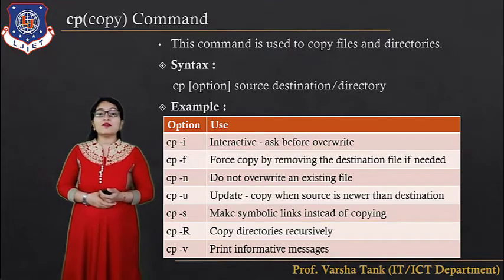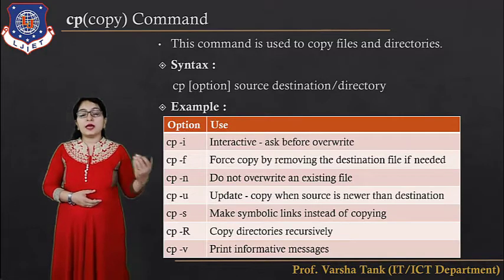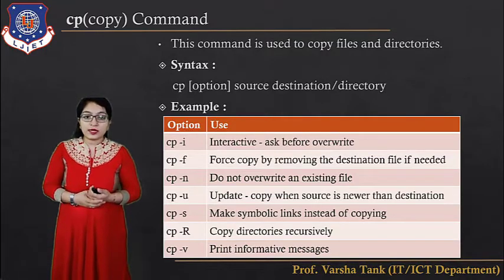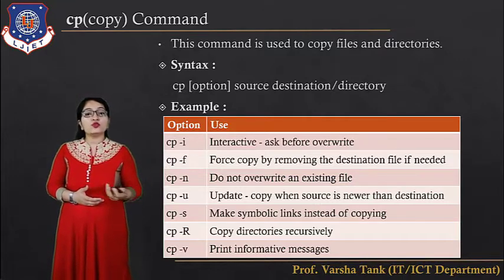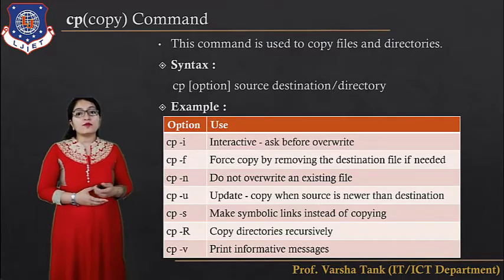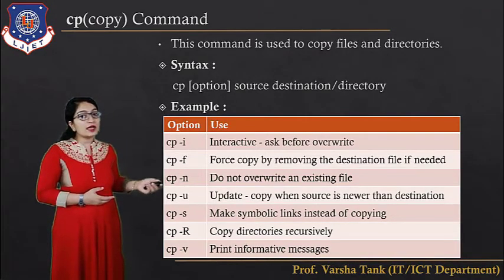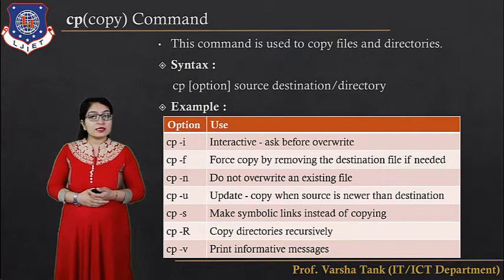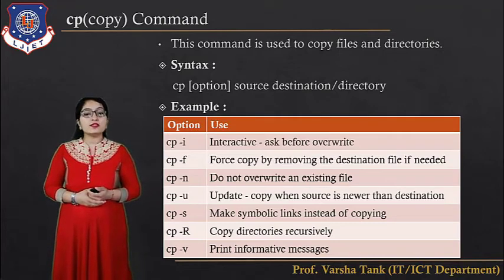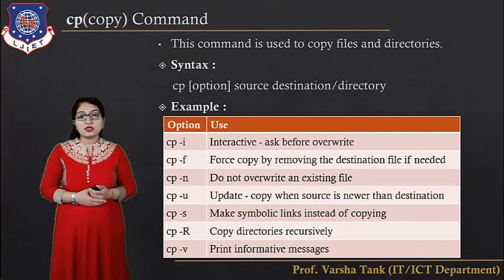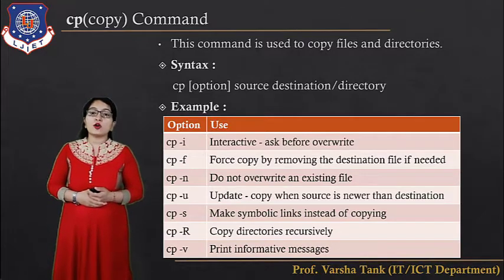cp -i, that means interactive, ask before overwrite. So if you are copying something into any other file, and if the content already exists in that particular file, it will prompt a message asking do you want to overwrite, like that. cp -f, that means force copy by removing the destination file if needed. cp -n, that means do not overwrite an existing file. cp -u, that means update the copy when source is newer than the destination. cp -s, that means make symbolic link instead of copy.